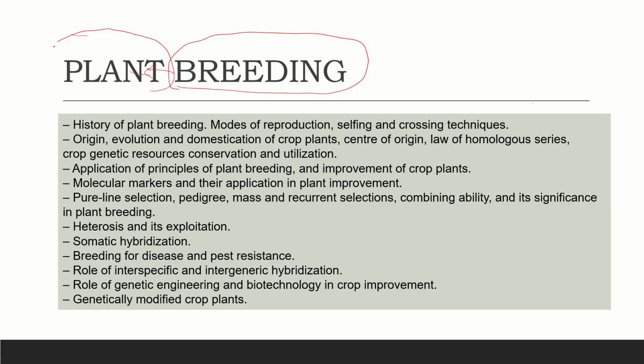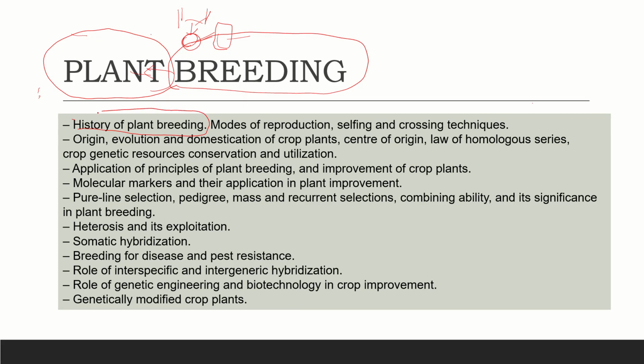We are breeding the desired plant by taking two different plants and combining them, producing a new plant that is desired for human consumption, which has a lot of benefits like higher yield and many other things. Let us go through one by one now.